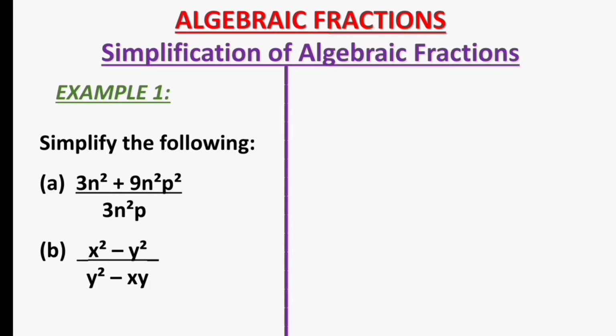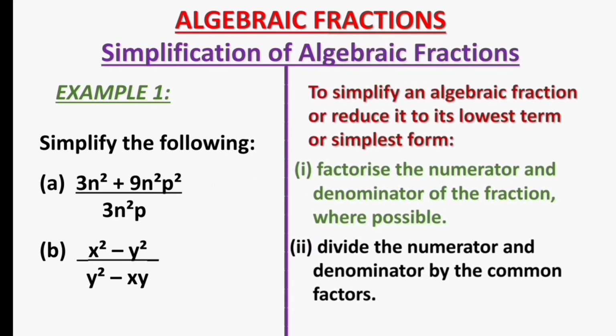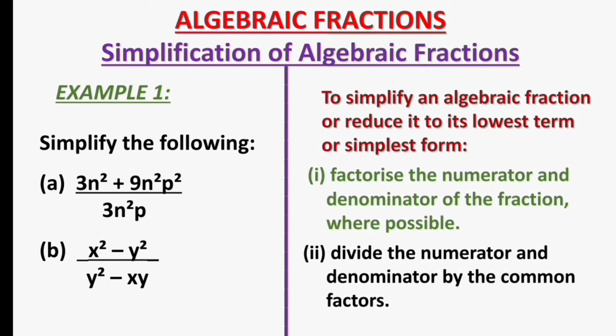Now, before we solve example 1, can you still remember the procedures involved in simplification of algebraic fractions? Let's see if you can. Once again, to simplify an algebraic fraction or reduce it to its lowest term or simplest form, the procedures to follow are: number 1, factorize the numerator and denominator of the fraction where possible. Number 2, divide the numerator and denominator by the common factors. I hope you got that right.